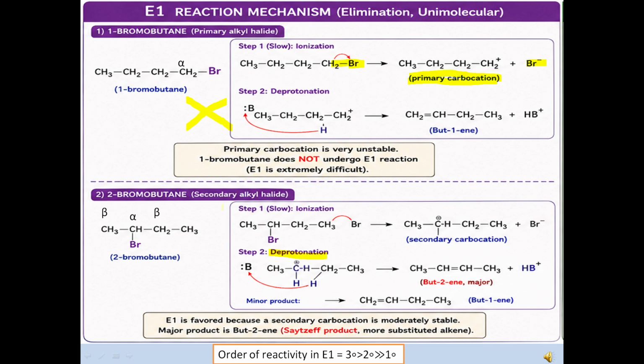2-bromobutane is a secondary alkyl halide, so it can undergo the E1 mechanism more easily. In the first slow step, bromine leaves and forms a secondary carbocation. This carbocation is more stable than a primary carbocation because adjacent alkyl groups donate electrons through the plus I effect and hyperconjugation. In the second step, a weak base or solvent removes a beta hydrogen from a neighboring carbon, producing an alkene. Similarly, tertiary alkyl halides also undergo E1 mechanism to form alkenes. Next, we will see E2 reaction and mechanism.